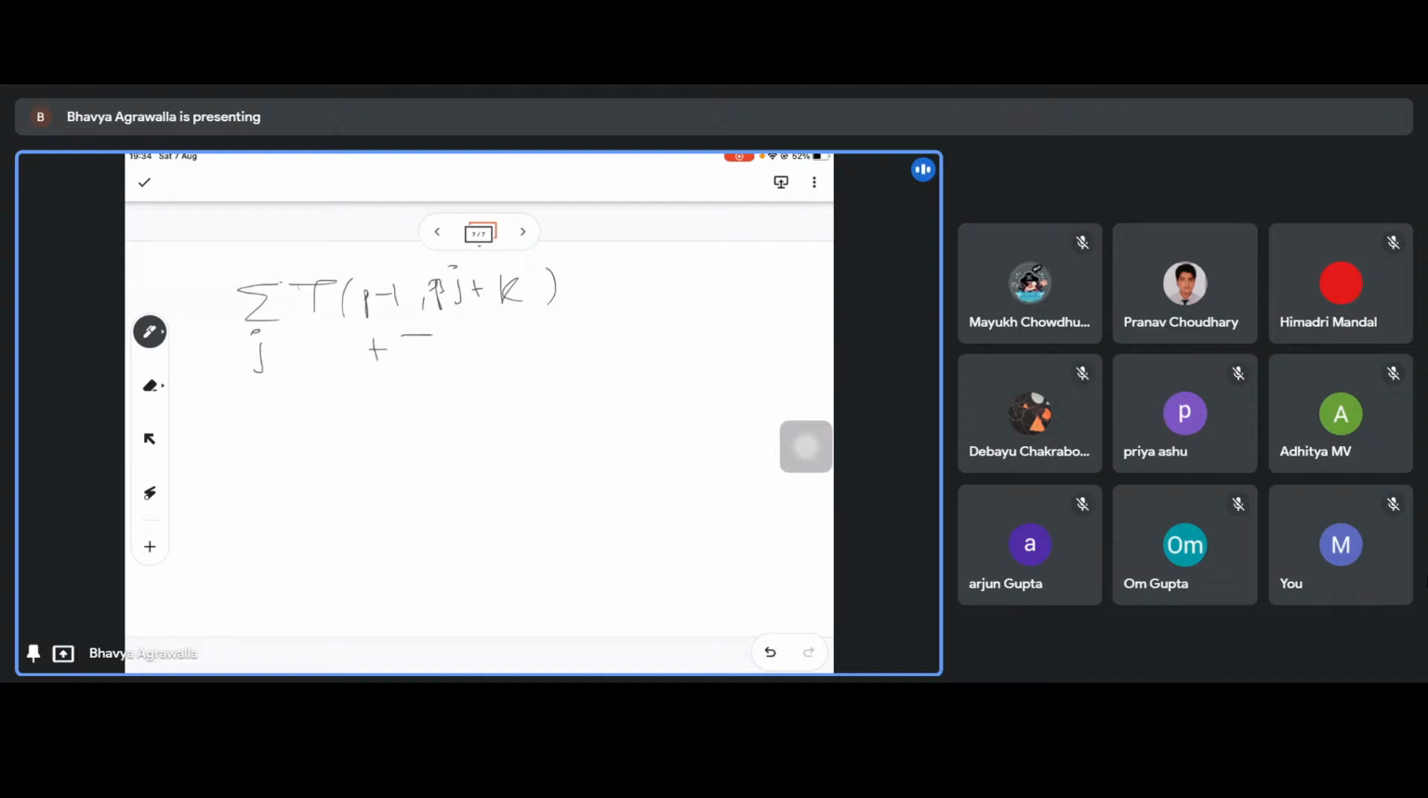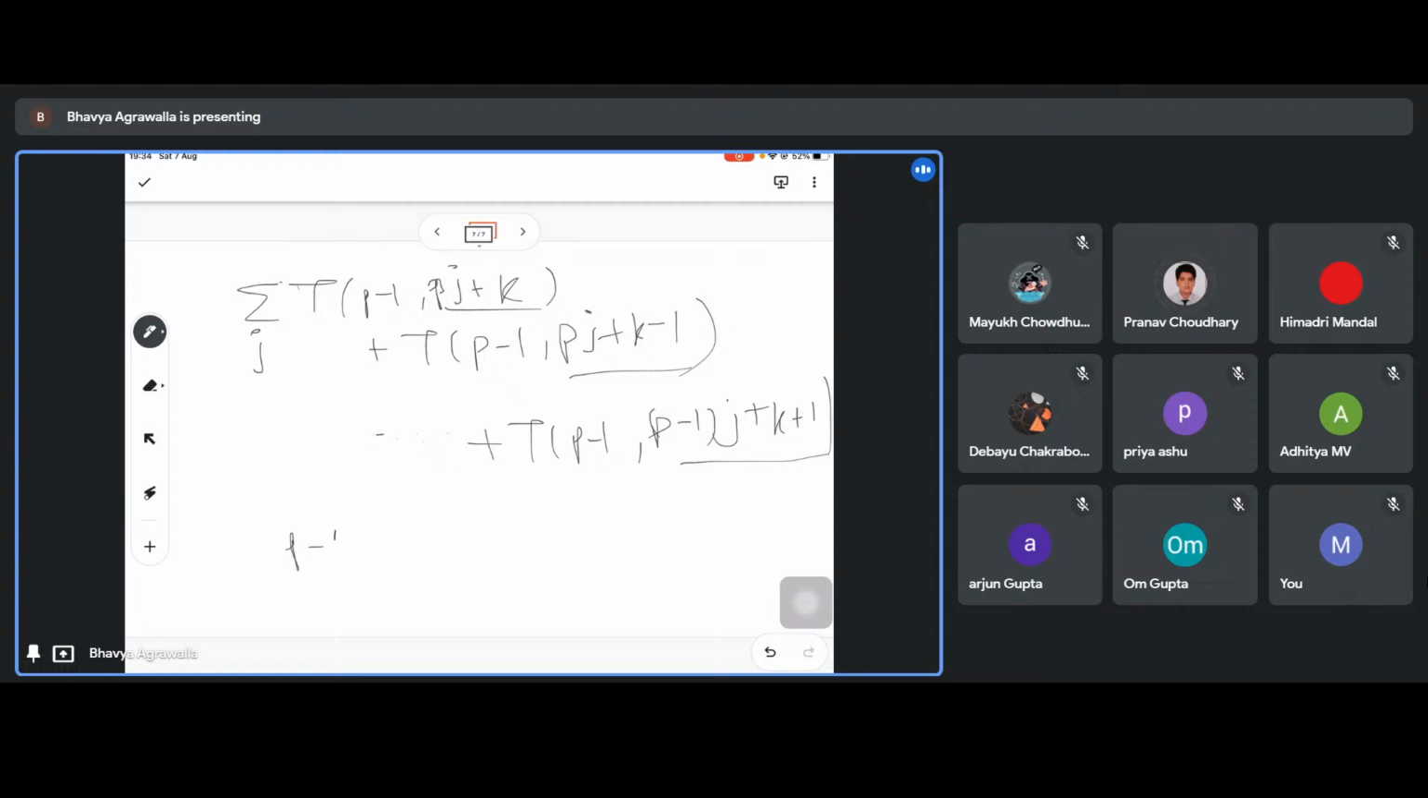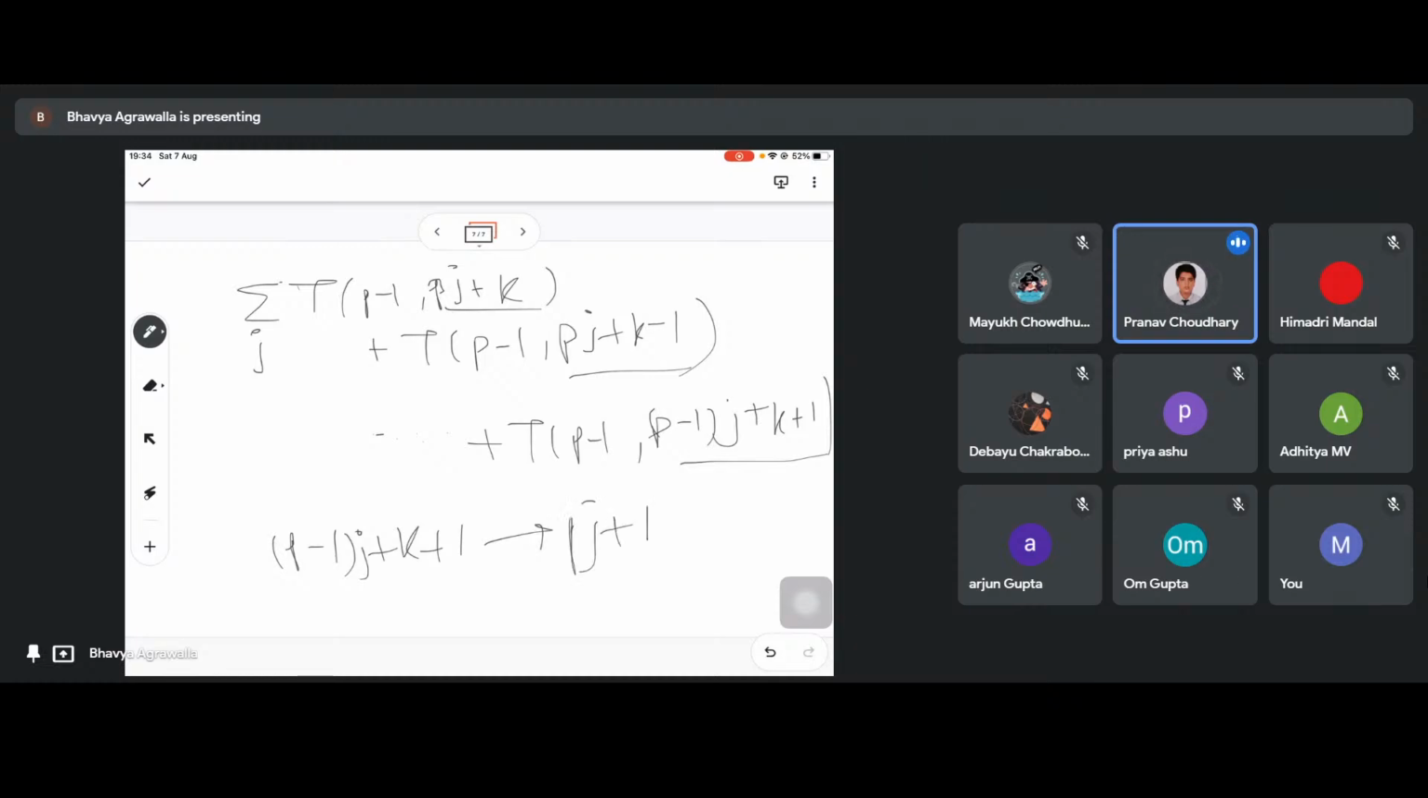Yes. Plus t of p minus 1 pj plus k minus 1 and so on, plus t of p minus 1 pj plus k minus p minus 1, which is basically p minus 1 j plus k plus 1, right? This is what you have, right? Now, consider all the... Okay, I got it. So this is from p minus 1 j plus k plus 1 to pj plus k, such that pj is less than n.